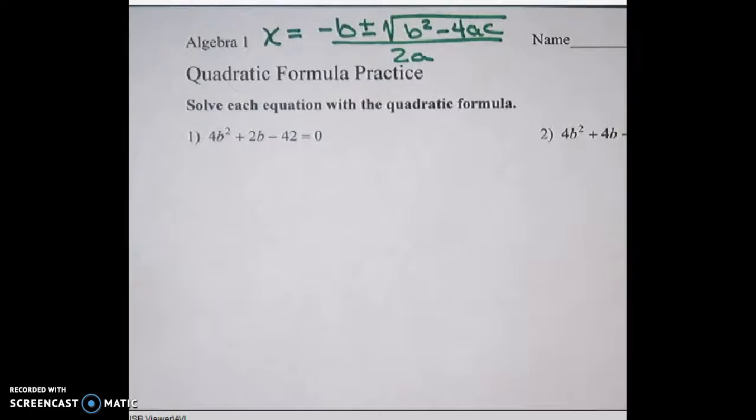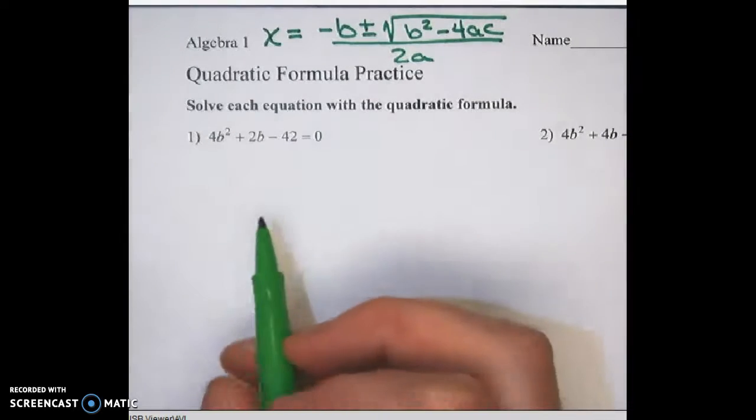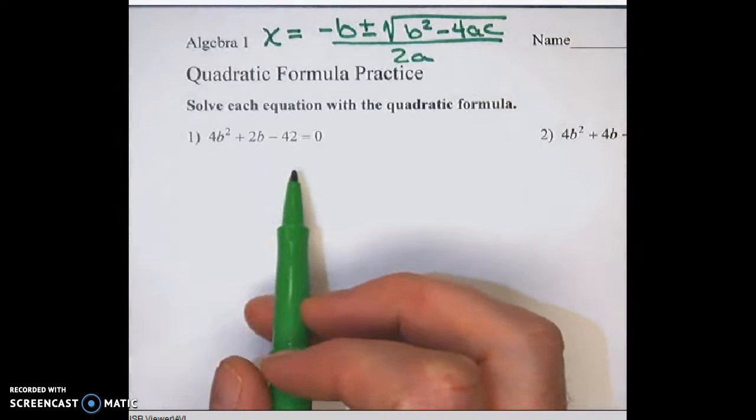All right, everyone, let's just work through one at a time. Just kind of have a video here so you guys can go back and look to see where mistakes you might have made or places that might have confused you. We're going to start with number 1, 4b squared plus 2b minus 42 equals 0.